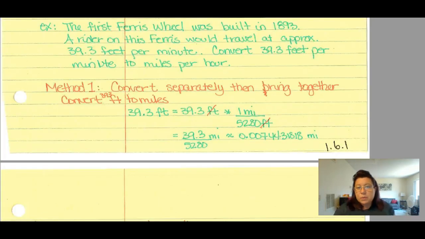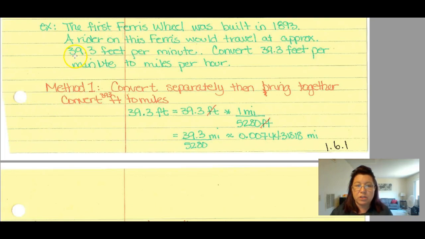The first Ferris wheel was built in 1893. A rider on the Ferris wheel would travel approximately 39.3 feet per minute. Let's convert the 39.3 feet per minute to miles per hour. So not only do I need to, one way is to convert it separately. Convert the feet to miles, convert the minute to hour, and then bring them together. The other is to do it all in one fell swoop. So let's try it the first way, doing it separately.